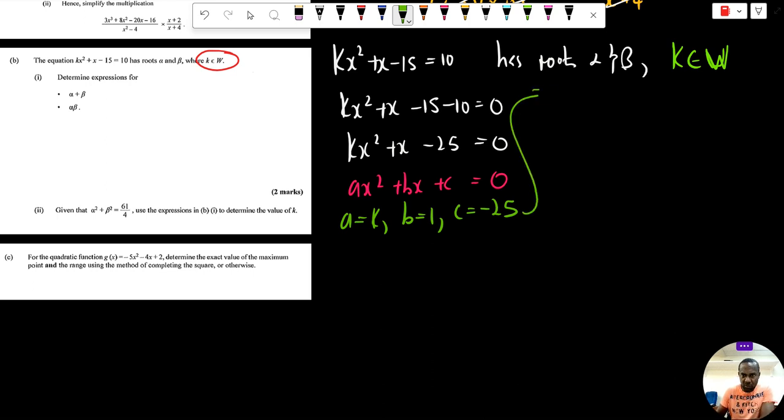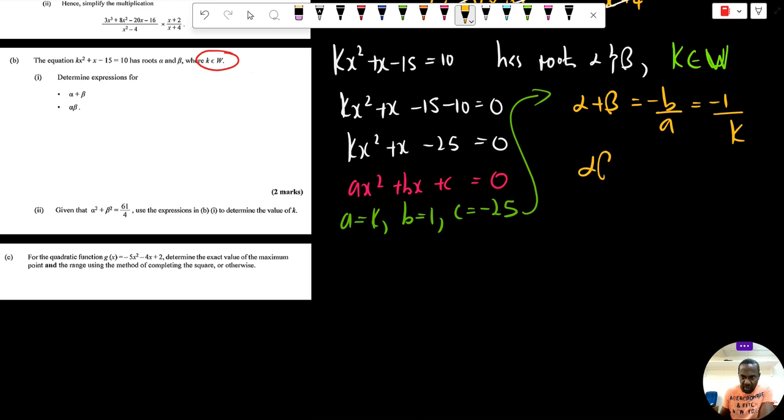Now, let's proceed. What are we told? We're told the roots are alpha and beta, and they want us to determine expressions for alpha plus beta and alpha beta. So let's do that. Alpha plus beta is equal to minus b over a. This is something that you should know, and of course, this is something that you would have derived in a previous past paper question solution. So alpha plus beta is equal to minus b over a, and that would be equal to minus 1 over k. So there is the expression for alpha plus beta.